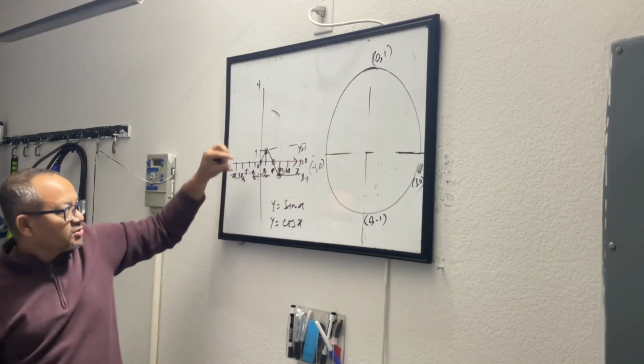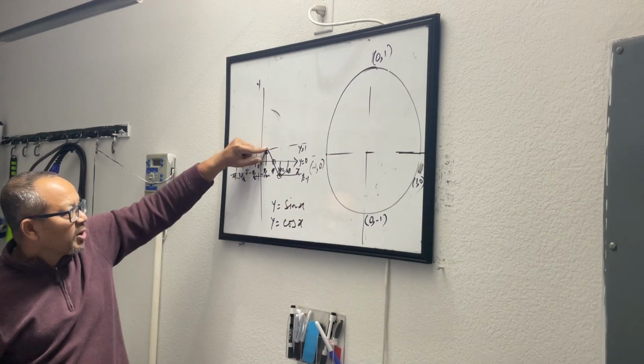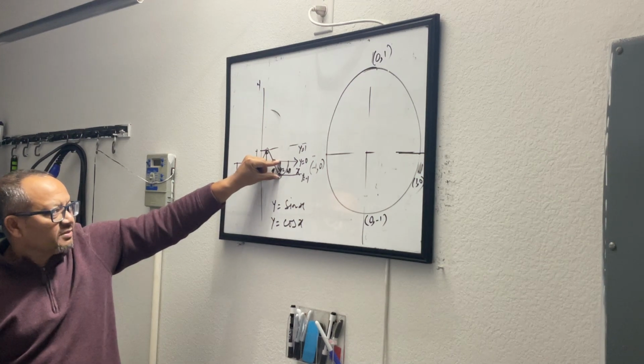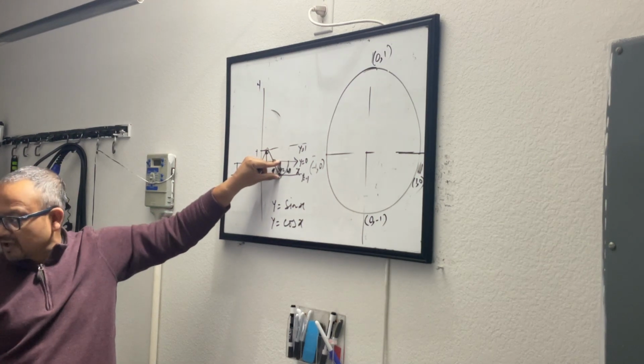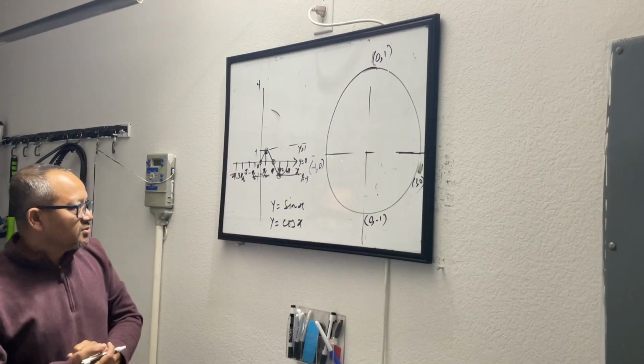So this is called the amplitude. The distance between the maximum point and the midline is called the amplitude, or you can say the distance between the midline and the minimum point is also called the amplitude. How tall the graph is, that's your amplitude.